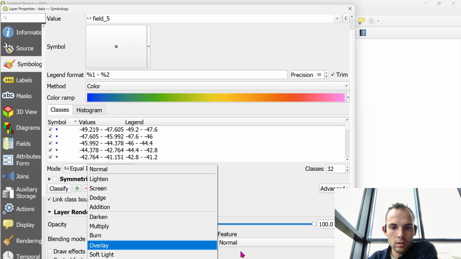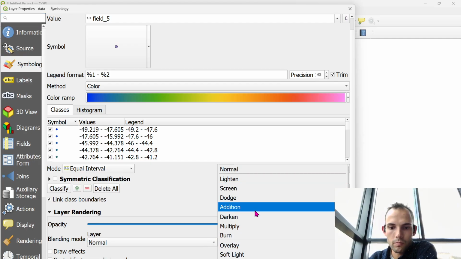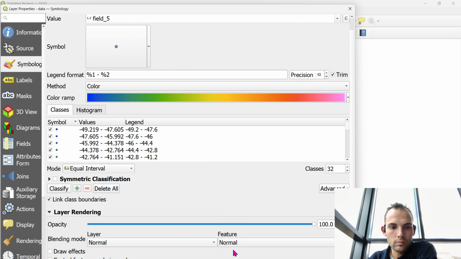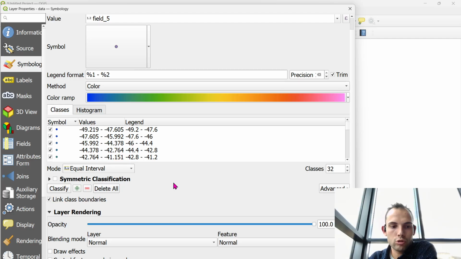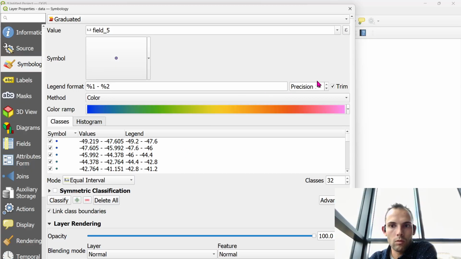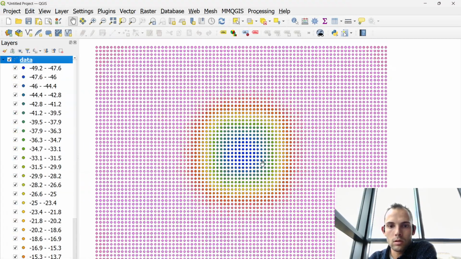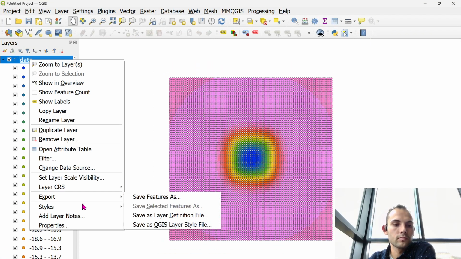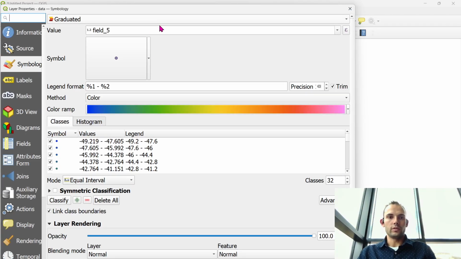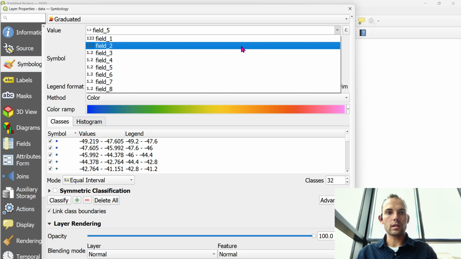I think we can invert the thing somehow. Where's my invert? Maybe I can't invert the colors. That's ridiculous. Oh well, whatever. So this is a perfectly acceptable grid. Let's check the other fields. Let's check XX.